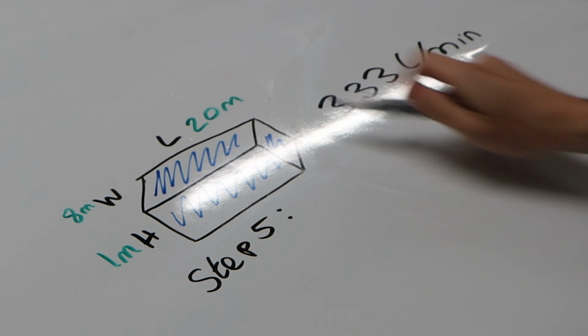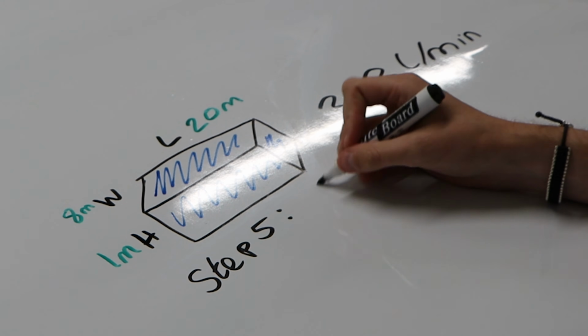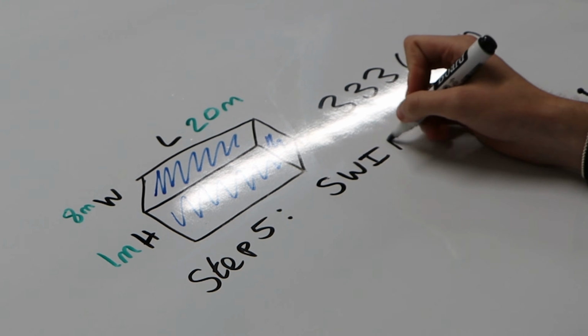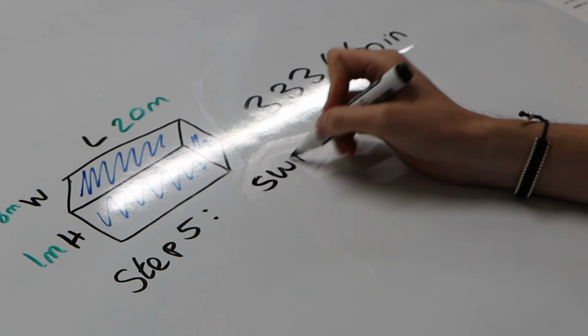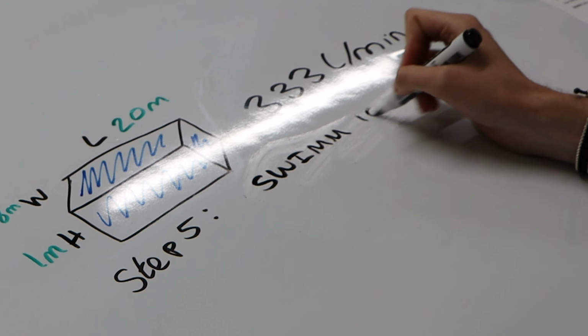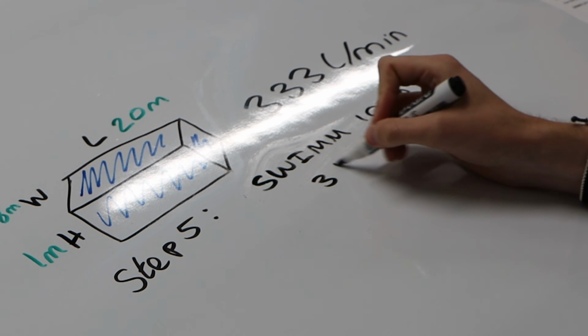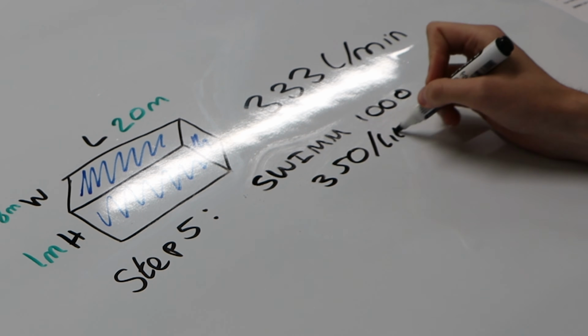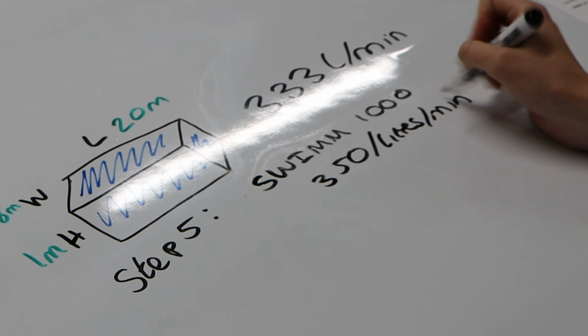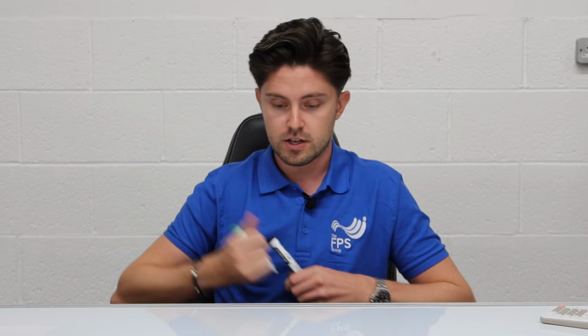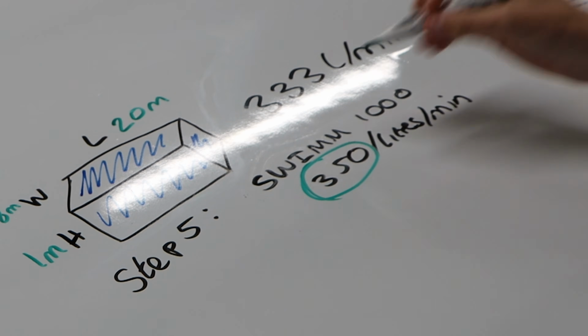Now, from our figure of 333 litres a minute, we want to match it up to the nearest equivalent pump. Now, I would normally round up. In this instance, the nearest pump we've got would be from the swim range. Now, the swim 1000 has a flow rate of 350 litres per minute. So that should be a good match to our 333 litres.